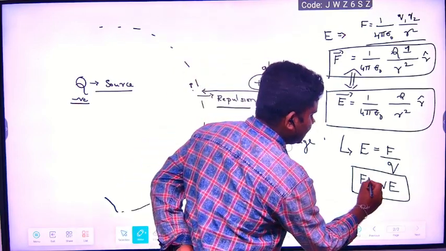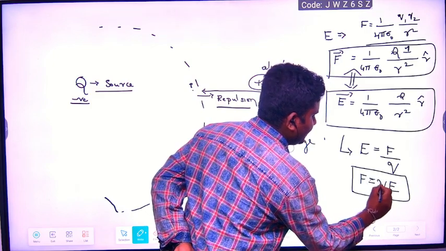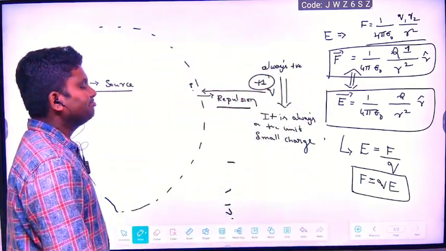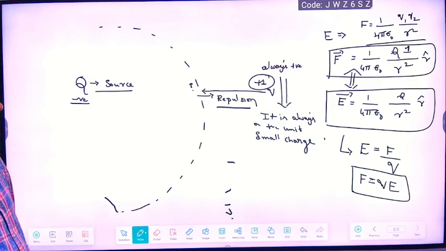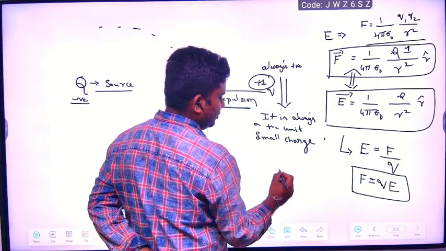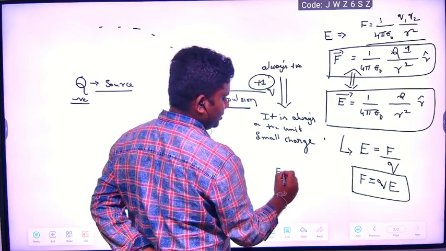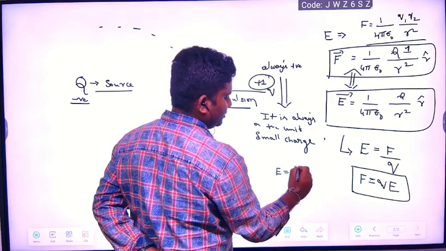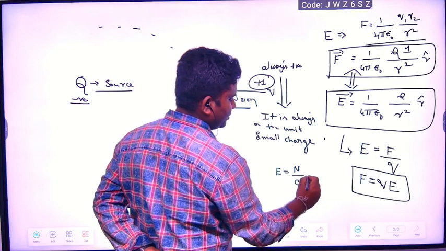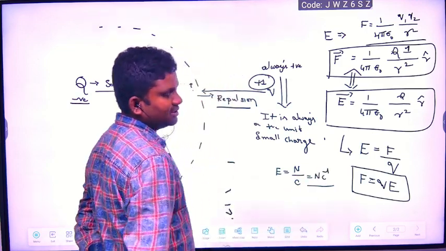So F is equal to QE. This is the force. And what is the unit of electric field? E is equal to F by Q. The unit of force is Newton and of charge is Coulomb, so the unit of electric field is Newton per Coulomb.